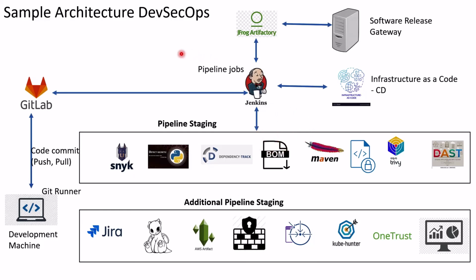So this is the best practice in DevSecOps. The end-to-end security activities we can automate and incorporate as part of our pipeline. This is how the DevSecOps framework best practices are defined.